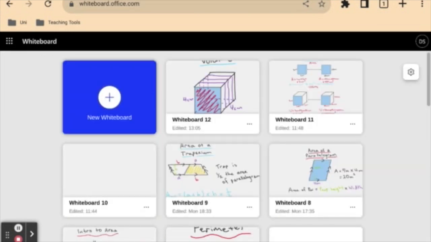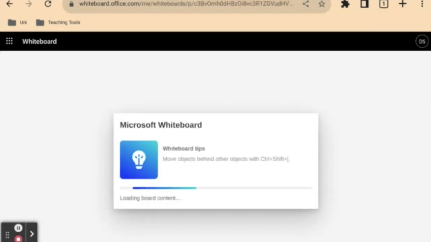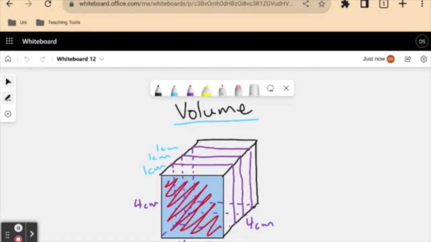Oh, no. 1 minute, sorry. And we have 1 centimeter. All of these little portions, I've broken this cube into smaller bits, right? So I have this one here, and I have 4 lots of these.